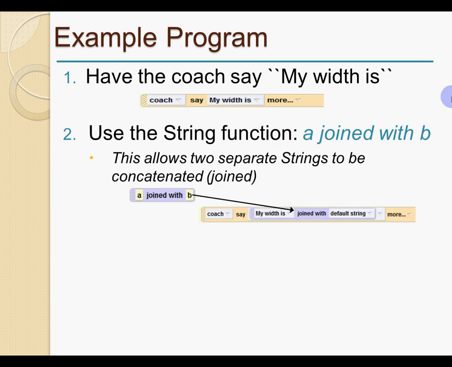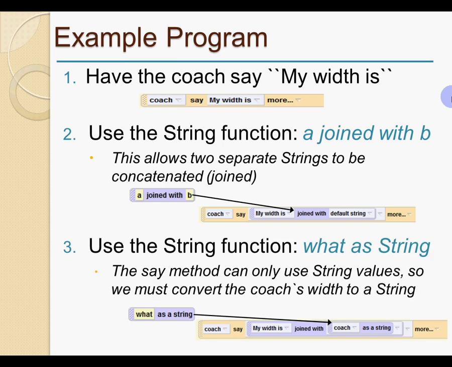Next, you're going to start building into what he's going to say. So what we can do is use a string function, which is found in the world methods. And the string function we're going to use is called A joined with B. This particular function is used to join 2 separate strings together. We call that concatenation. So it allows the coach to say 2 things at the same time.